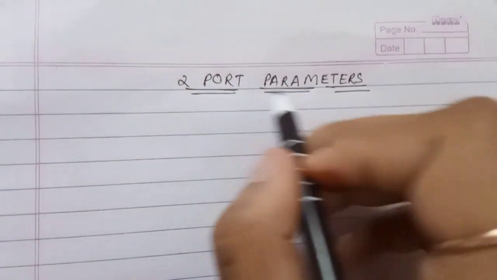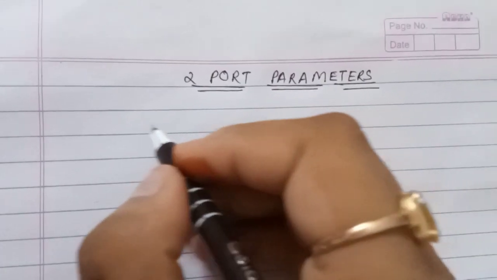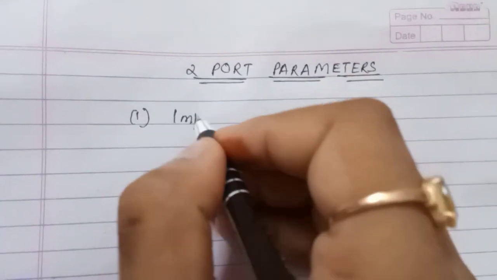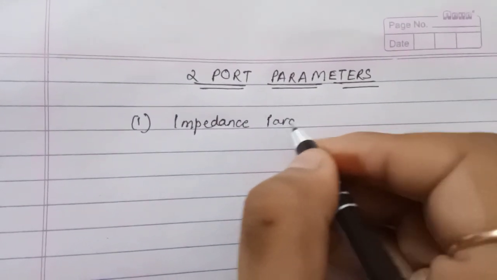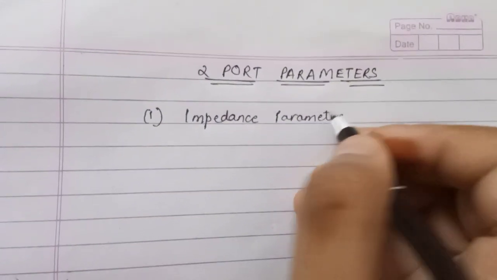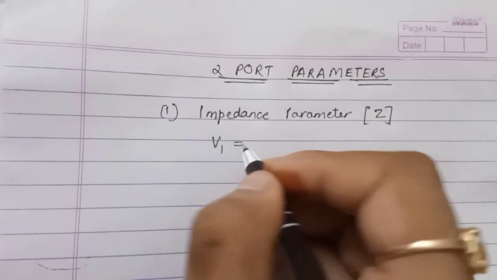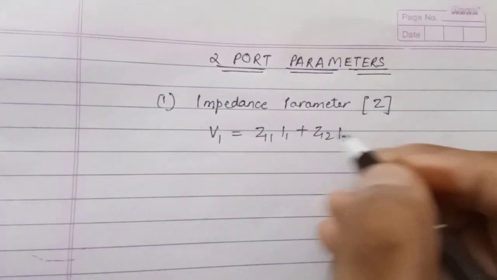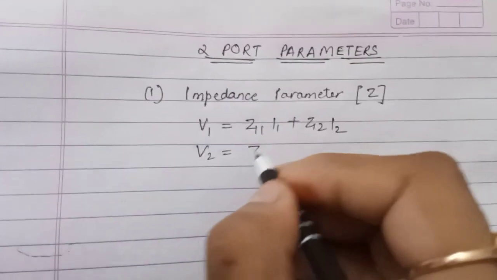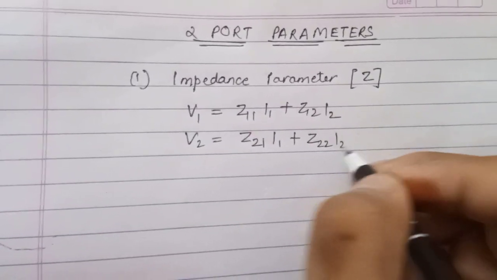Hello friends, today we are going to discuss some basics of two-port parameters. So first one is impedance parameter. Impedance parameter is represented by this and its equation is written as V1 is equal to Z11 I1 plus Z12 I2 and V2 is equal to Z21 I1 plus Z22 I2.